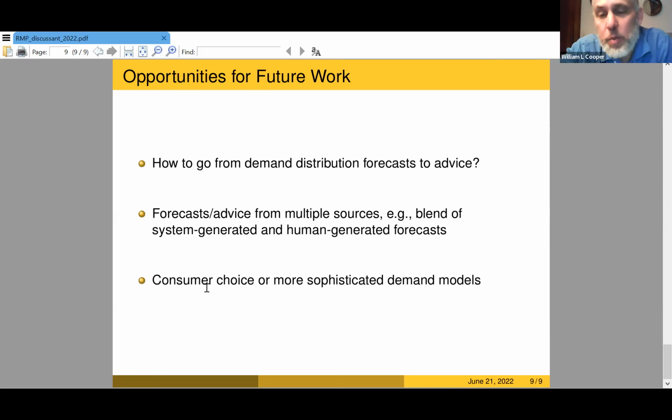And then another thought was to look at consumer choice models, or more sophisticated models of how customers act, moving beyond the independent demand model. So that's what I have. Again, a very interesting paper. I enjoyed reading it, so thank you very much for that. And I'll turn it back over now.